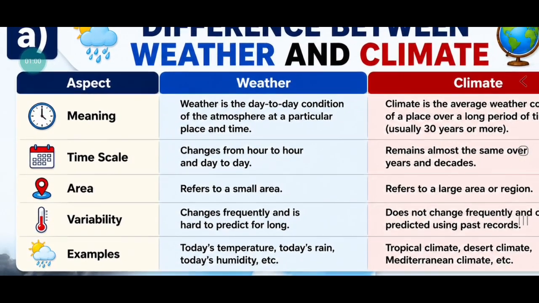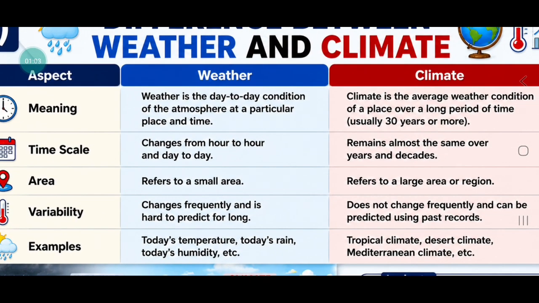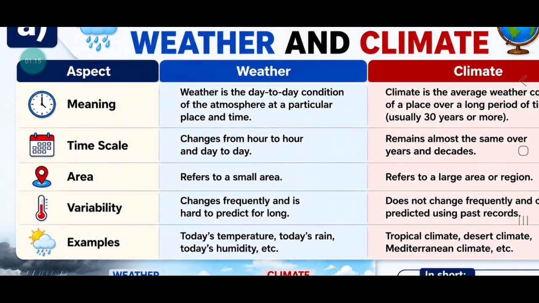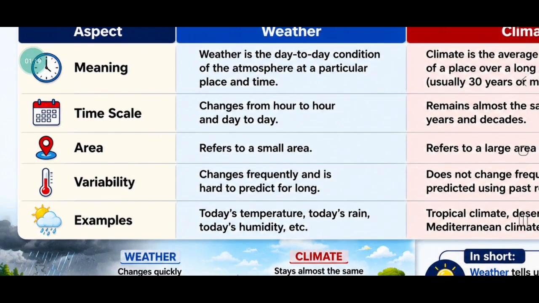Fine. So time scale: weather is for a short span of time, and climate is for a very long duration of time, over years and decades, at least 30 years. In the previous point we have discussed this. Next, the third point, that is area.